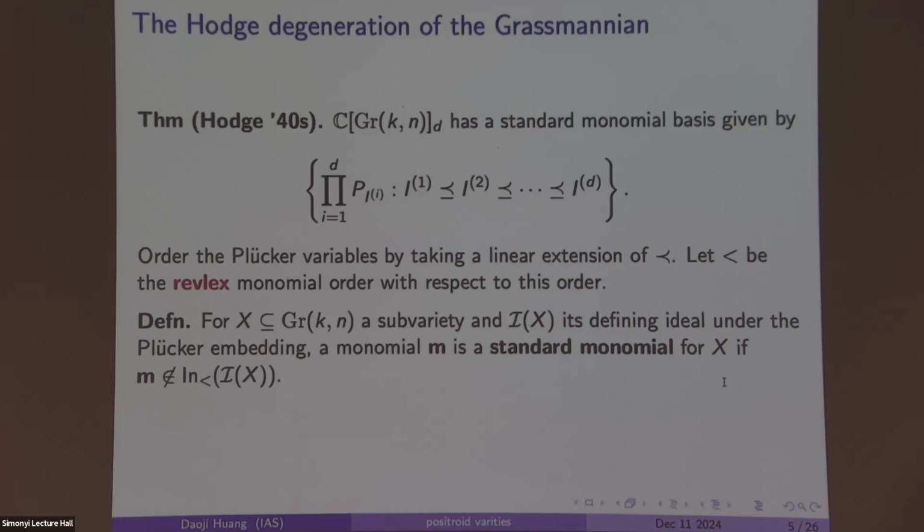In terms of Gröbner degeneration, we can think about Hodge's result as follows. If we take a linear extension of the Plucker variables, in particular, you can take the lex order, that's a linear extension of the Plucker variables. And I would like my monomial order to be the Rev-Lex monomial order with respect to this linear extension on variables. So you might have seen the definition of Rev-Lex before, and maybe you don't remember the definition of Rev-Lex. So I would like to explain just a little bit how to think about Rev-Lex.